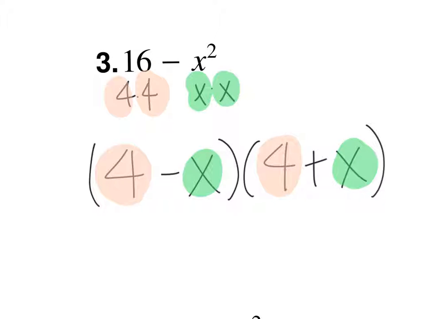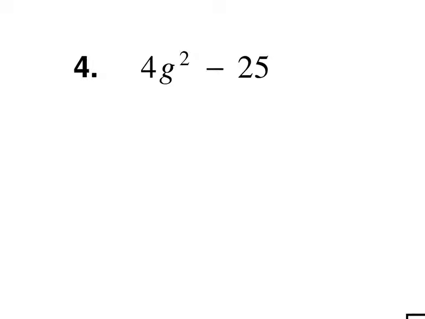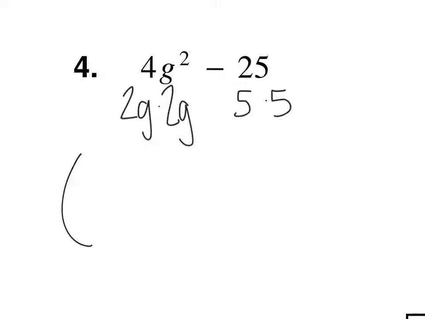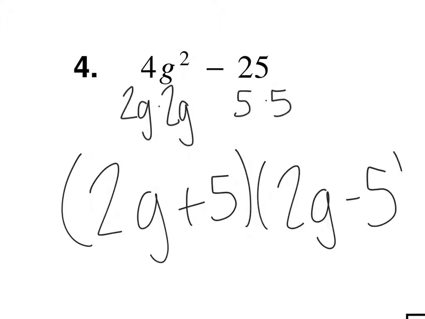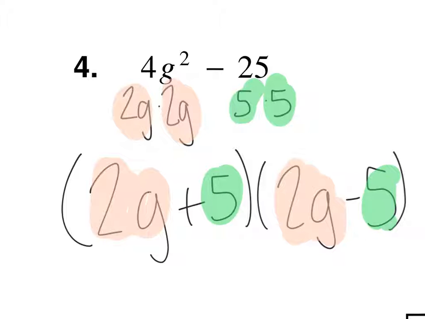So problem 4 is, again, while it doesn't necessarily appear to be, a difference of squares. And the reason this is a difference of perfect squares is because 4g squared is really 2g times 2g. Because 4 is 2 times 2, and g squared is g times g. And then the 25 is 5 times 5. So just like all the others, this will factor nicely into 2g plus 5 and 2g minus 5. So notice that my 2g's went first in my parentheses because that was the first part of my problem, and then my 5 went second because that was the second part of the problem.